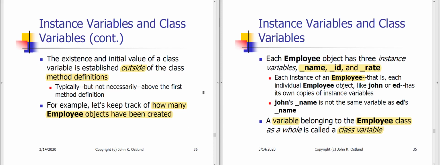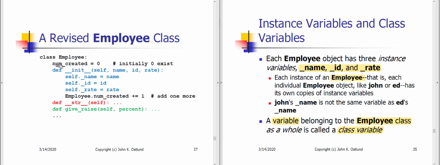So here's how that looks. Notice that this is outside of dunder init or dunder str or give raise. Here we've got this variable num_created initialized to 0. That variable belongs to the class as a whole, not to any particular instance of the employee, not to any particular employee object. So num_created is initially 0 when we import this module containing our employee class.